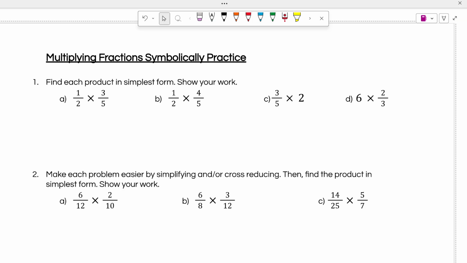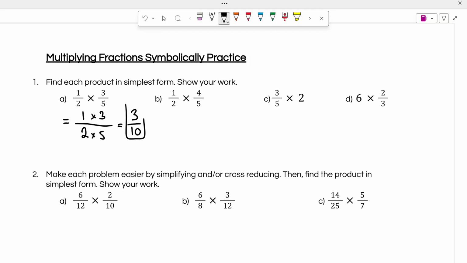We are taking a look at multiplying fractions symbolically. Now, in terms of our basic rule for multiplying fractions, we know that it's just the top of the first fraction times the top of the second fraction over the bottom times the bottom. So in question A, when we've got 1/2 times 3/5, we're going to do 1 times 3 on the top and 2 times 5 on the bottom. 1 times 3 on top gives me 3, 2 times 5 on the bottom gives me 10. 3/10 is in simplest form, that's my solution.